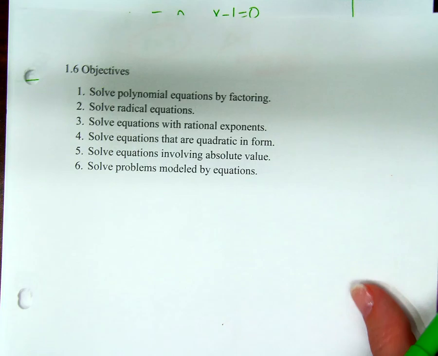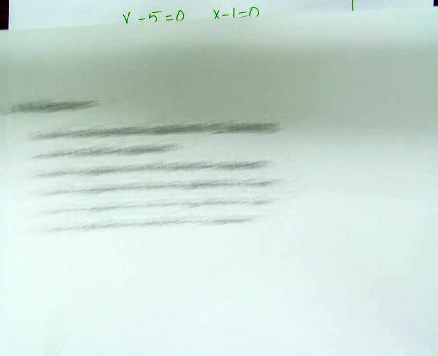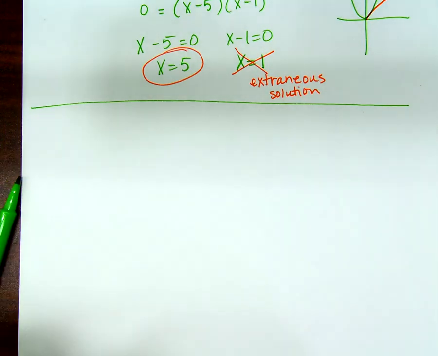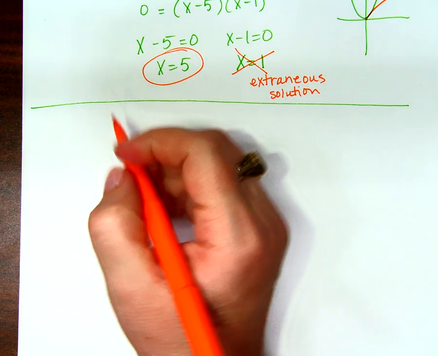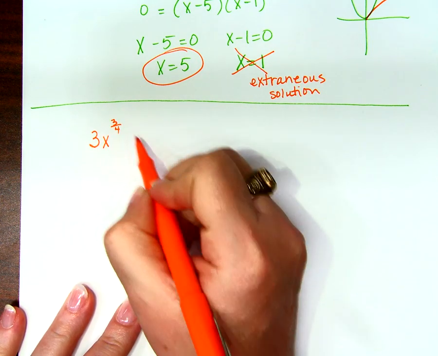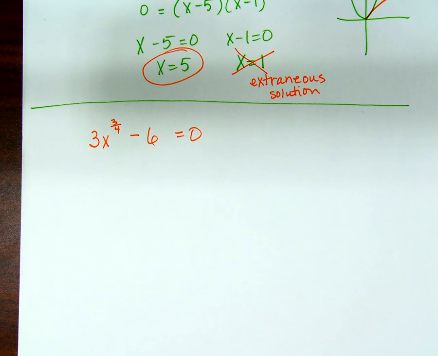Then let's move to solving equations with rational exponents. Okay? Rational exponents. So let's have 3x to the 3/4 power minus 6 equals 0. So what's our goal? Solve for x, right? In order to solve for x, we got to isolate it. What do you want to do first?